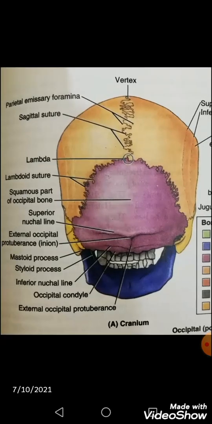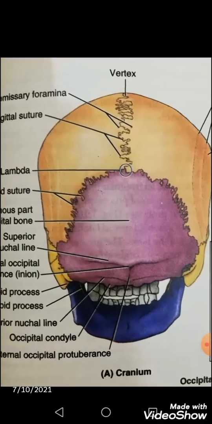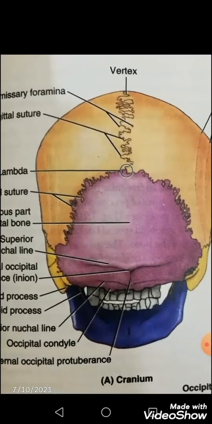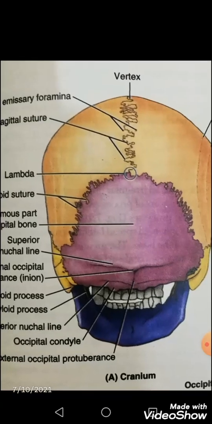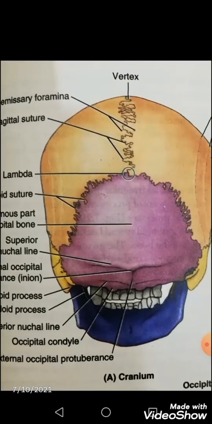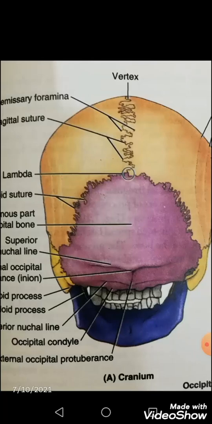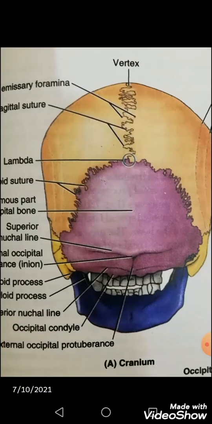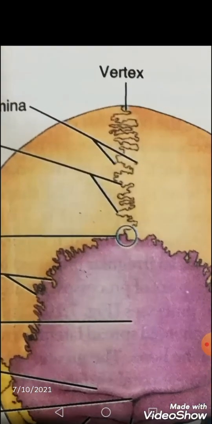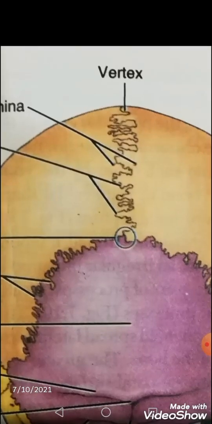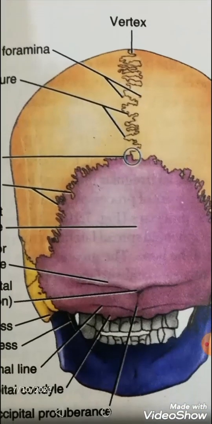Occipitalis, and also you can see the meeting point of the sagittal and the lambdoid suture called lambda. This is the place where the posterior fontanelle existed, right? And the highest point over the sagittal suture is called vertex. Now what else can you observe?